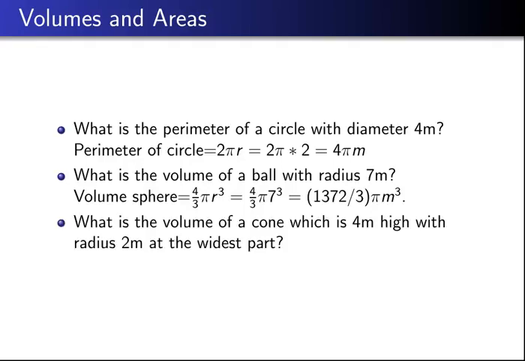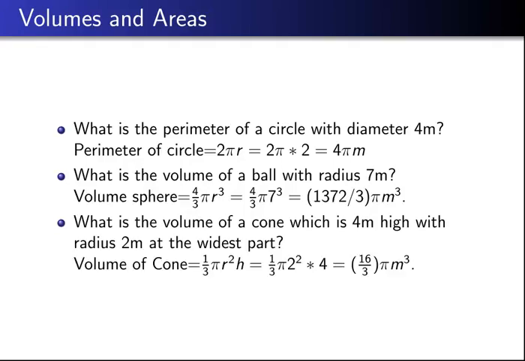What is the volume of a cone which is 4 meters high with radius 2 meters at the widest part? Again, we just look up the formula. So the volume of a cone is 1/3 pi r squared h. We know that h is equal to 4 and r is equal to 2, so we just plug those in to get 16/3 pi meters cubed.